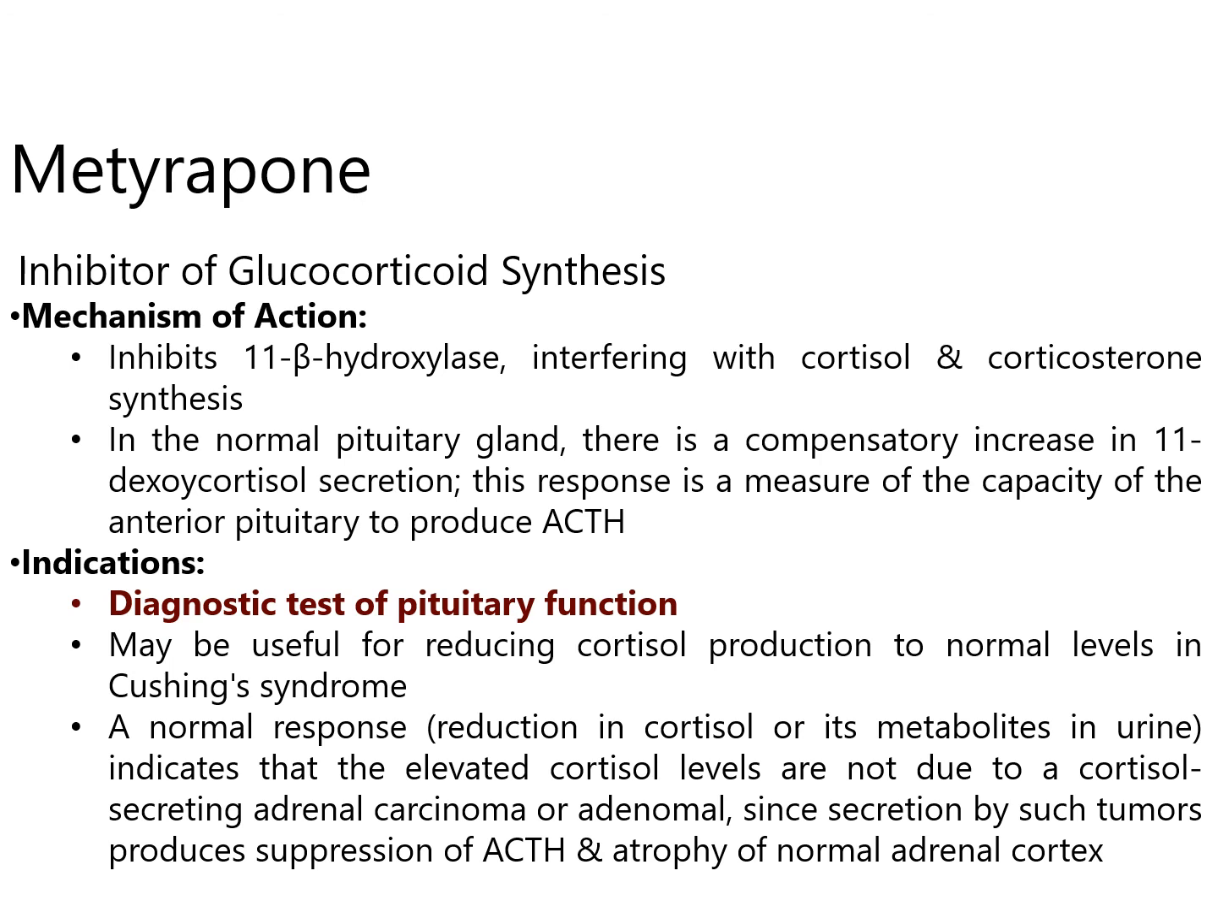The other one is metirapone, and this is an inhibitor of glucocorticoid synthesis. And what is the mechanism of action? This is a synthesis inhibitor, so it stops the key enzyme 11 beta hydroxylase, which interferes with cortisol and corticosterone synthesis. In the normal pituitary gland, there is a compensatory increase in cortisol secretion. This response is a measure of the capacity of the anterior pituitary to produce ACTH.